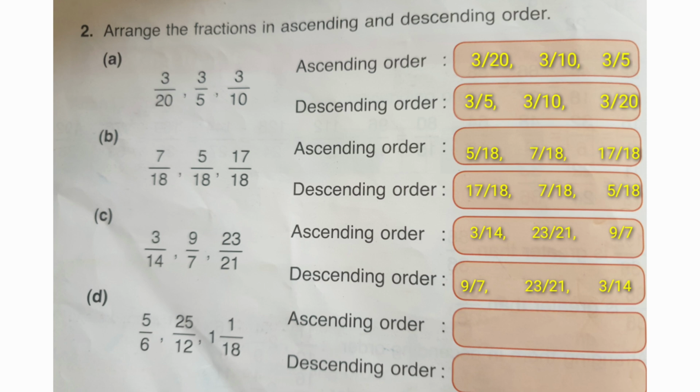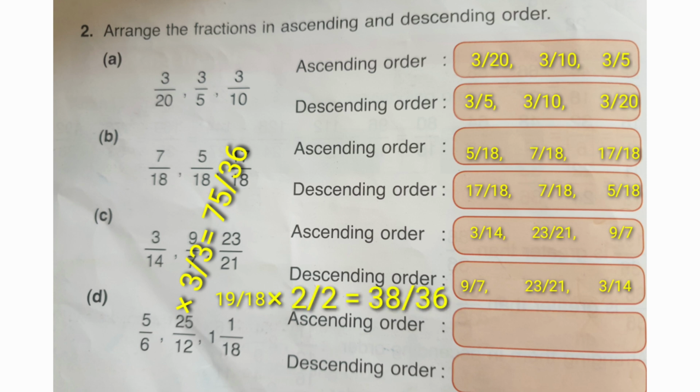Letter D. 5/6 is the smallest fraction because it's a proper fraction. So we need to choose between 25/12 and 1 and 1/18. 1 and 1/18 is a mixed number, so we need to convert it into an improper fraction, which is 19/18. Let's equalize the denominators 12 and 18. So 25/12 is multiplied by 3/3, while 19/18 is multiplied by 2/2.